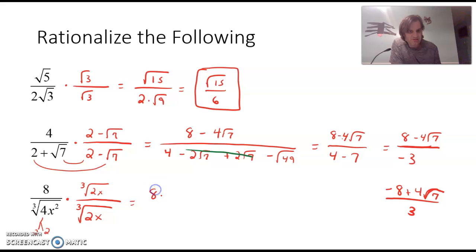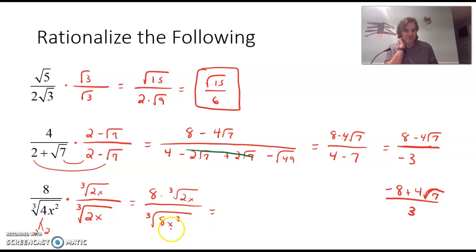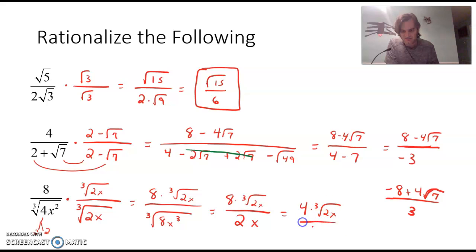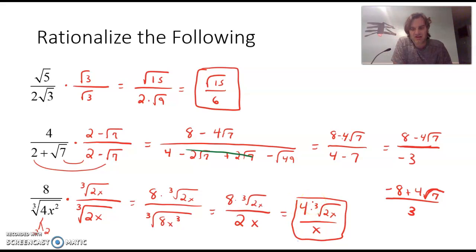So up top I'll have 8 times the cube root of 2x. On the bottom I'll have the cube root of 8x cubed, which if you remember 8 is 2 times 2 times 2, so it's 3 of them. So that makes 2x on the bottom. Up top we said 8 times the cube root of 2x. And one thing I can do is this 8 over 2 will reduce. I'll have 4 cube roots of 2x all over x. And there will be no denominators with roots in them in these examples.